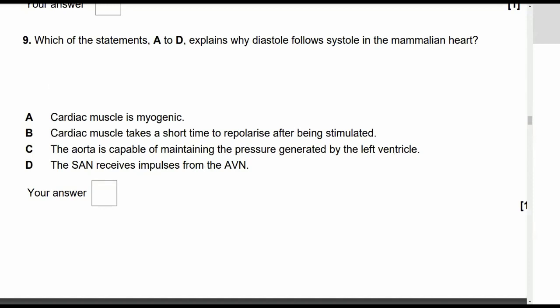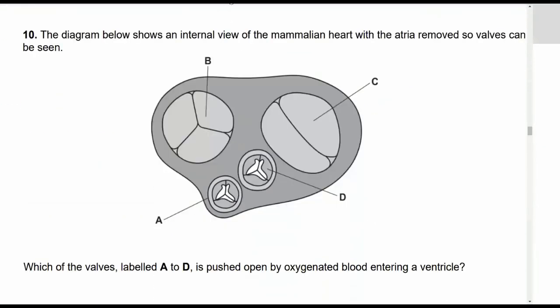Okay, question 10. Let's go. Which of the statements A to D explains why diastole follows systole in the mammalian heart? Well, is it because the cardiac muscle is myogenic? That means it self generates its own impulse. No, that's not the reason. The reason why diastole follows systole is because we need a period of relaxation after contraction. It takes time for the muscle to repolarize and it can't contract again until that has been completed. The D, SAN, receives impulses from the AVN. That's the other way around, so that one's wrong.